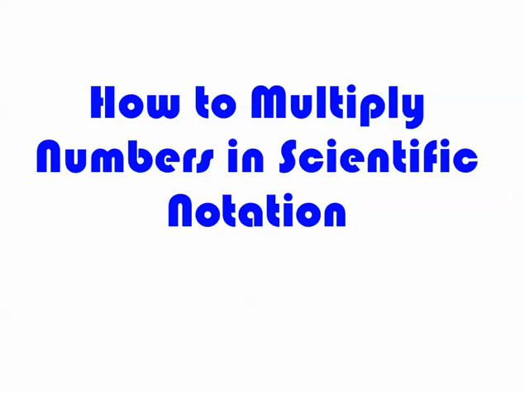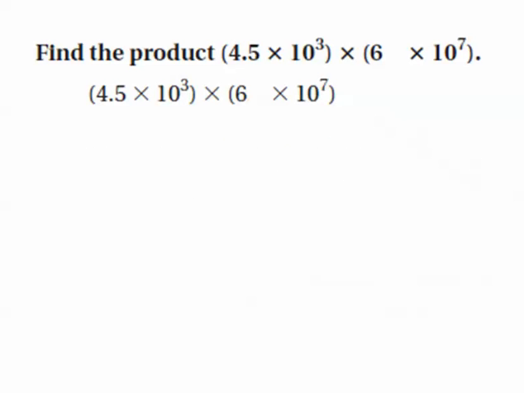Today we're going to look at how we can multiply numbers that are written in scientific notation. In order to rewrite multiplication problems, we need to be familiar with the associative property. The associative property just tells us that if we have several factors to multiply together, we can reorganize them to make our work easier. So for scientific notation, let's group the coefficients, and then we'll group the powers of 10.